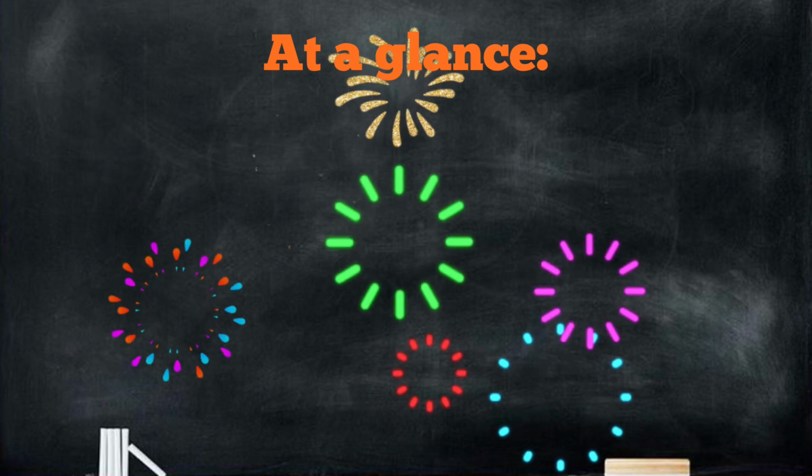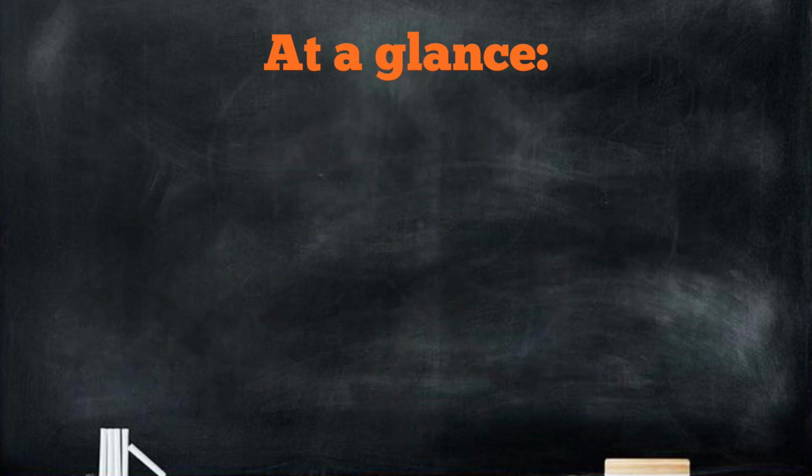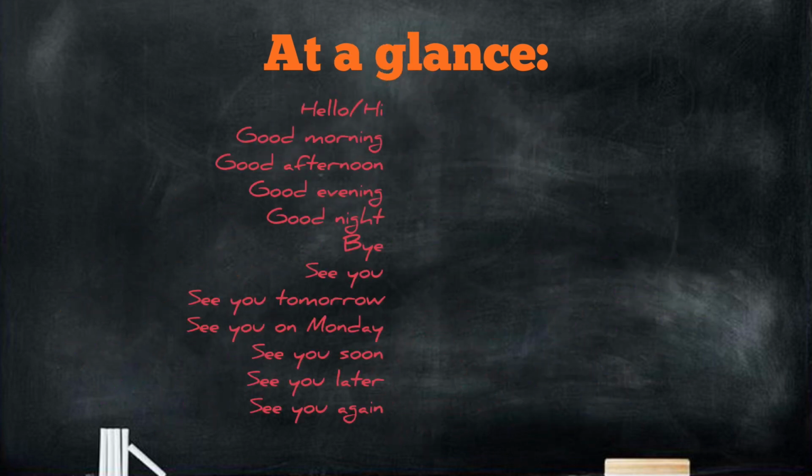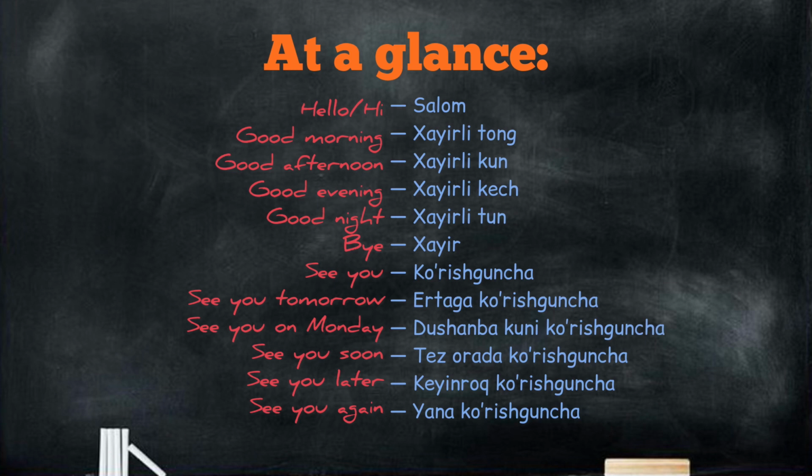Now we will be summarizing all the greetings and all the forms that we have learned in this video. I will be reading out all the greetings we have done. Please repeat them after me. So here we go. Hello. Hi. Good morning. Good afternoon. Good evening. Good night.